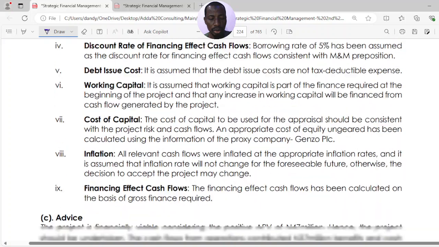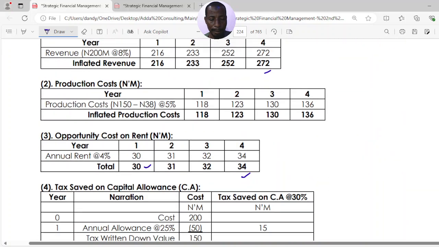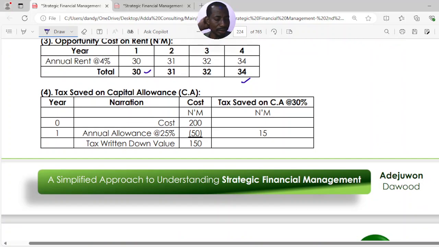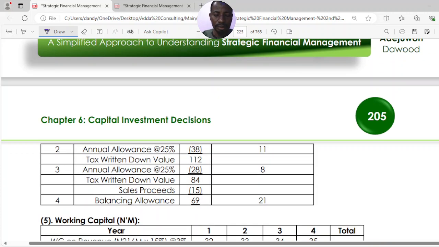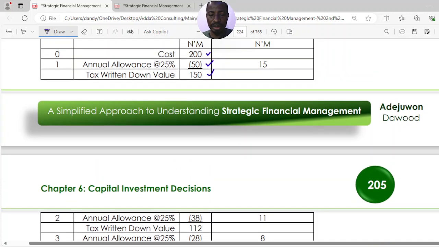So I will then go to working number 4 now. We want to calculate tax saved on capital allowance. The useful life of the project is 4 years. Therefore, year 0, you have the cost of the project, which is 200 million. Then I will now multiply 25% to get the capital allowance in the first year. 25% of 200 million, that's 50 million. The difference is 150, which represents the tax written down value at the end of year 1. Then 25% of 150.